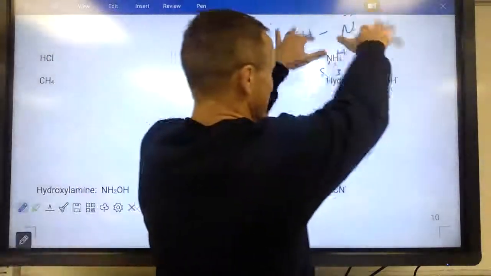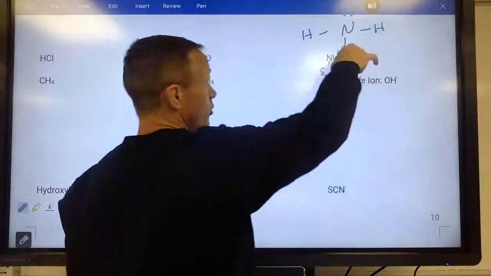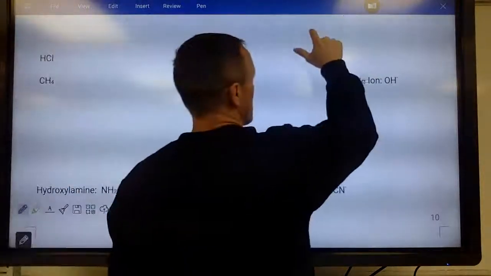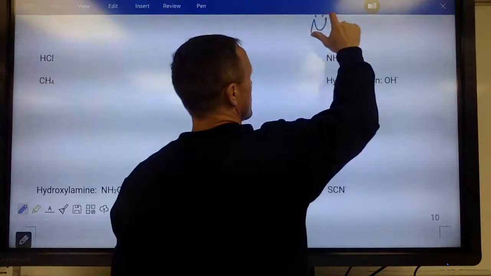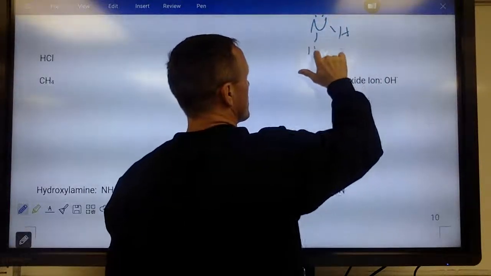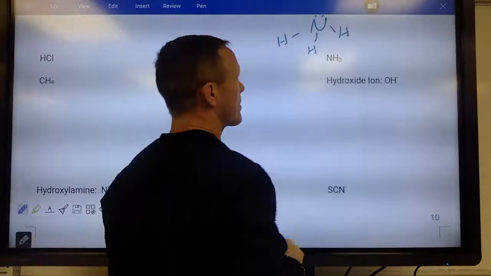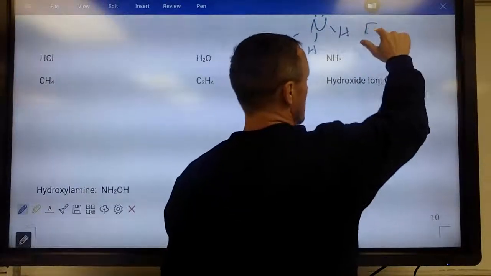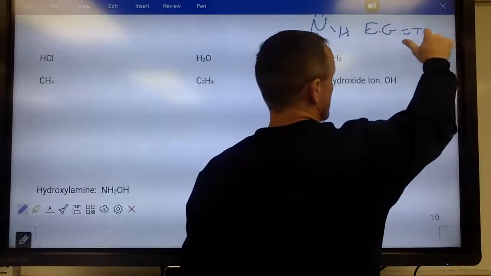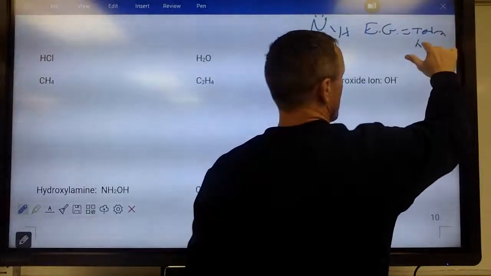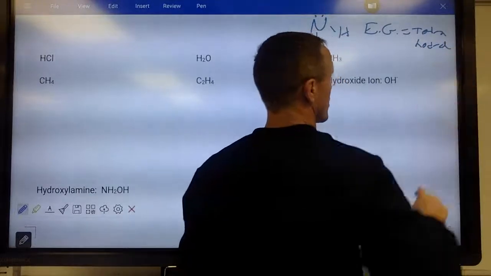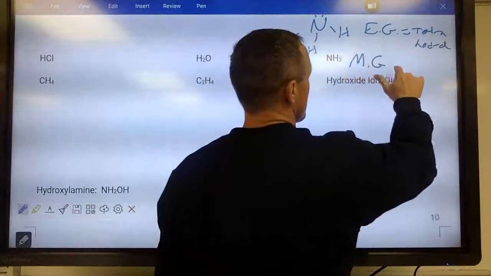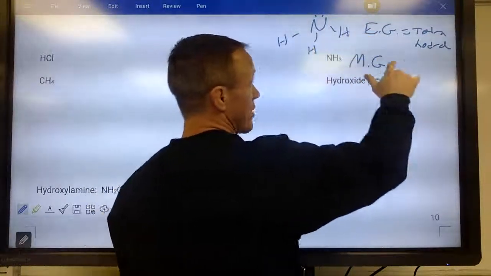Which is going to force these bonds down. There's going to be some repulsion, and it's going to force them down. So our shape's going to end up looking like this. I can't see those very well, but again, there's 4 electron pairs around the central element. So our electron geometry is tetrahedral. Sorry, that's probably hard to see. And the molecular geometry is called trigonal because there's 3 things around it.